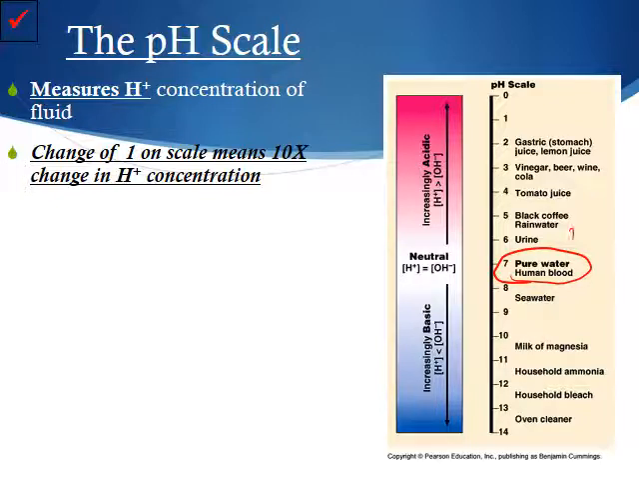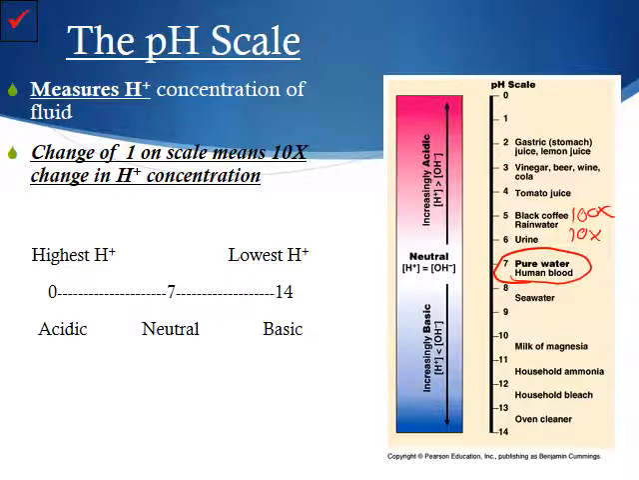So urine is actually 10 times more acidic than pure water or human blood. If we go up to the next one, that is another 10 times increase. So black coffee or rainwater is actually 100 times more acidic than pure water or human blood.